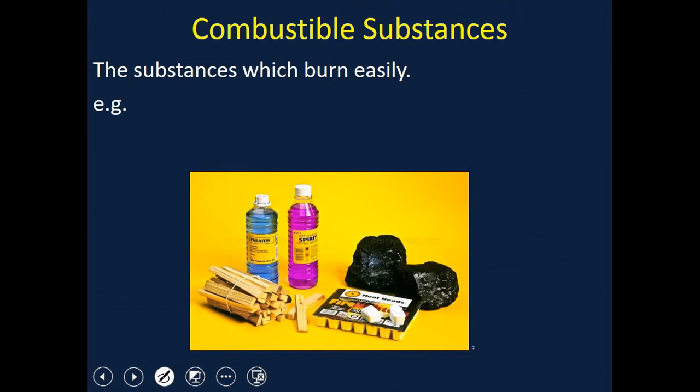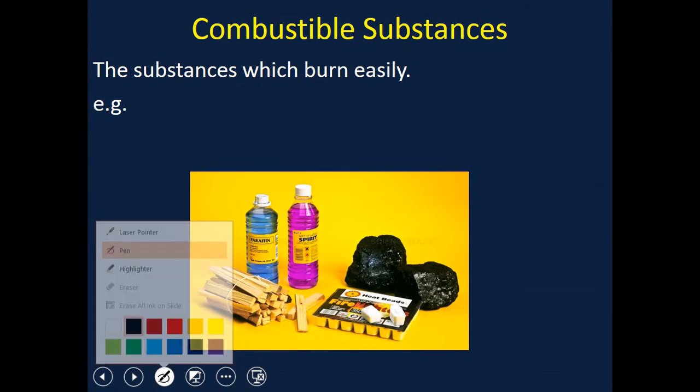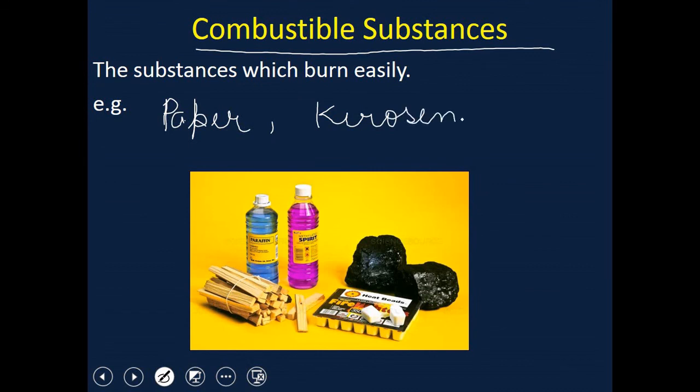So now I am coming to the topic combustible substances. Children, what are combustible substances? Combustible substances are those substances which burn easily. We have various examples with us. For example, we have paper. A few examples I'm writing here: paper, kerosene, petrol, LPG, etc. All these are examples of combustible substances. A few more I can write here, LPG, CNG, etc.